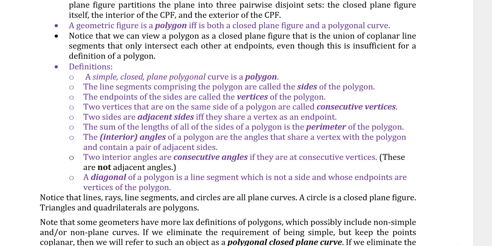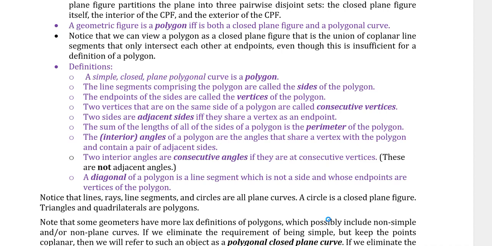The line segments comprising the polygon are called the sides of the polygon. The endpoints of the sides are called the vertices of the polygon. Two vertices that are on the same side of a polygon are called consecutive vertices. Two sides are adjacent sides if and only if they share a vertex as an endpoint. The sum of the lengths of all the sides of a polygon is the perimeter of the polygon.